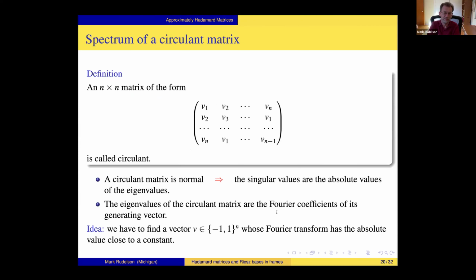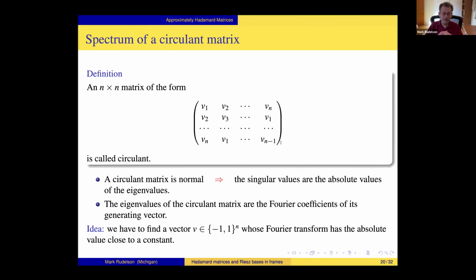This is circulant matrices. Circulant matrices are matrices generated by one vector, v1, etc., vn. I put it in the first row. Then the second row is v2, v3, etc., vn, v1. And then the third row, v3, v4, etc. And we continue this way.